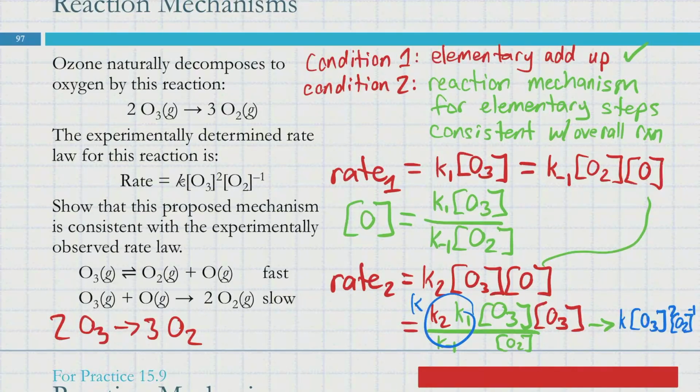Other question? If it doesn't line up, then what? We just say it doesn't? If it doesn't line up, then yeah, you would say it's not a good proposed mechanism, or you would double, triple check your work, depending on the context.